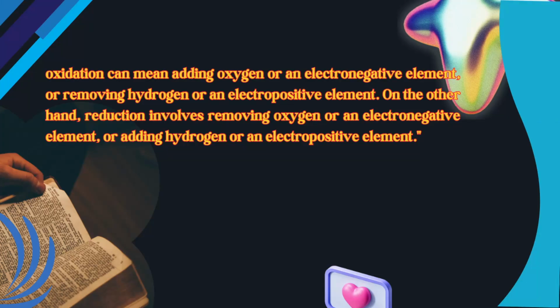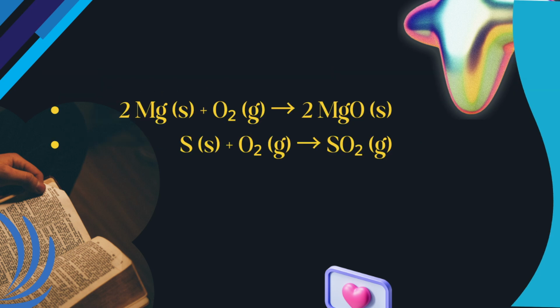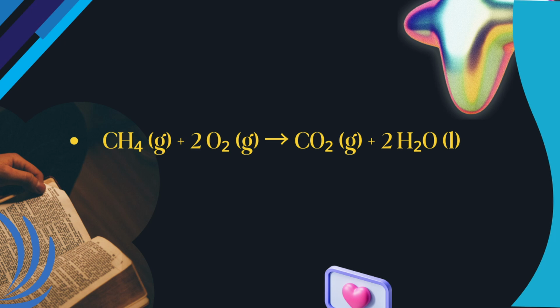Originally, oxidation referred to addition of oxygen to a substance. Because oxygen is abundant in the atmosphere, many elements react with it, forming oxides. For example, when magnesium reacts with oxygen, it forms magnesium oxide. Similarly, sulfur reacts with oxygen to form sulfur dioxide. These are classical examples of oxidation where oxygen is added to elements.